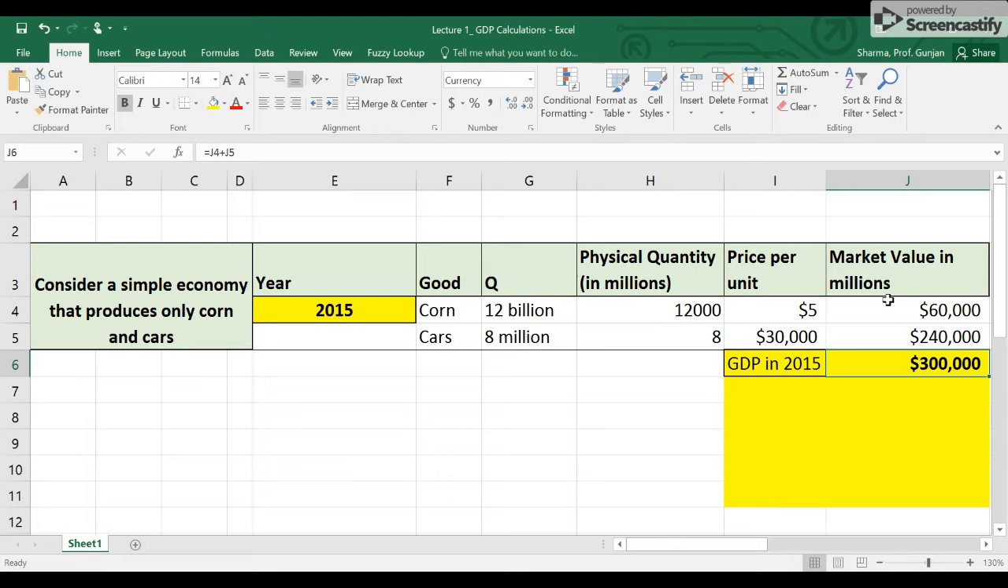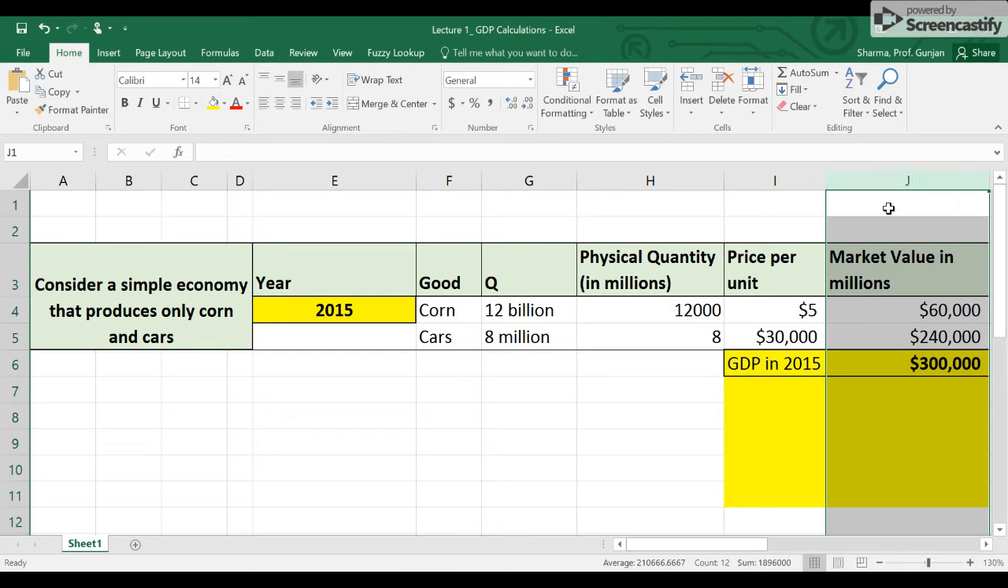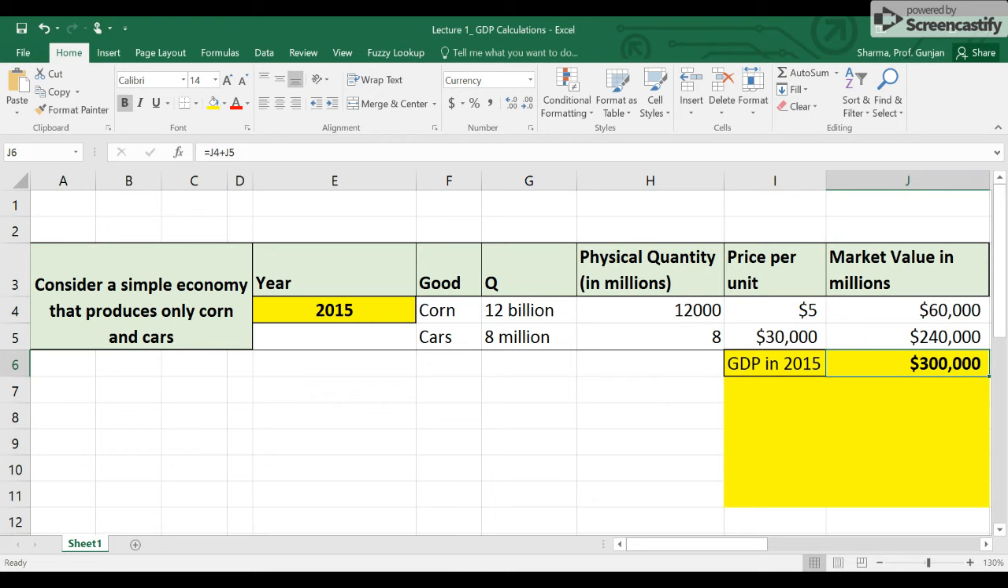So the main idea here is that this price column, right, the definition of GDP doesn't contain the word price, but this price column is very clever because it allows us to convert physical quantities which are non-additive into dollar values which are definitely additive. And no matter how complicated the economy, this is essentially how GDP is calculated for it.